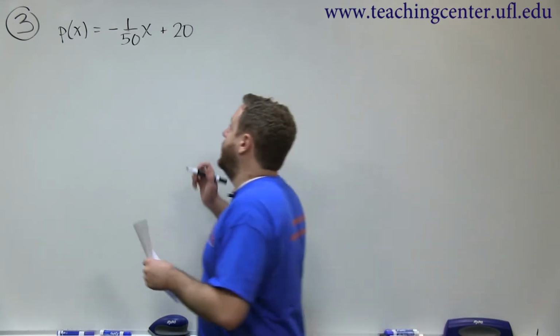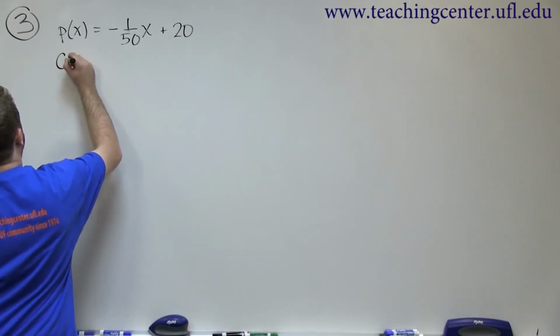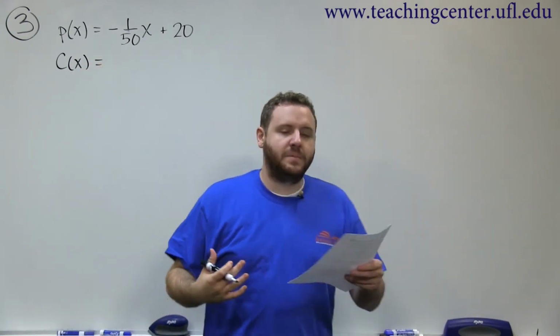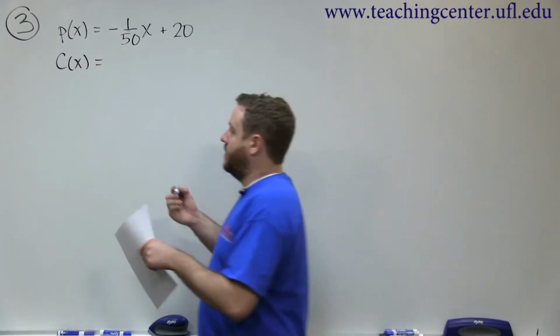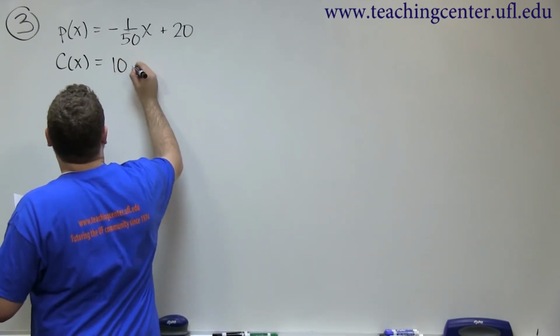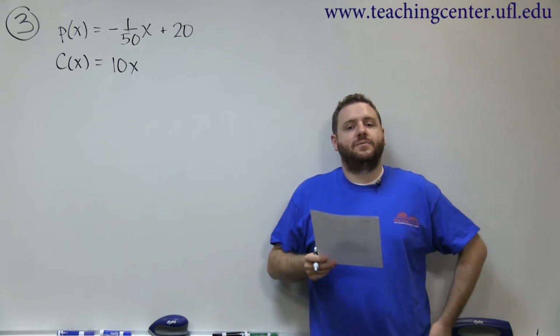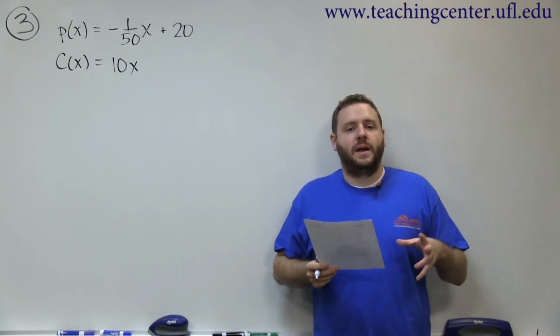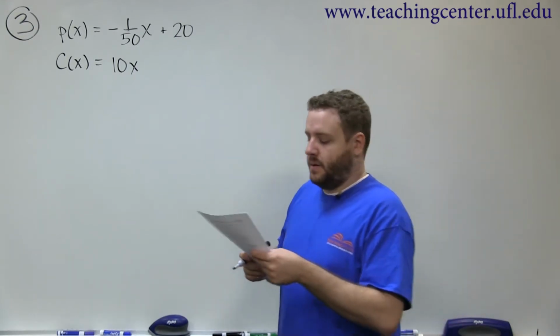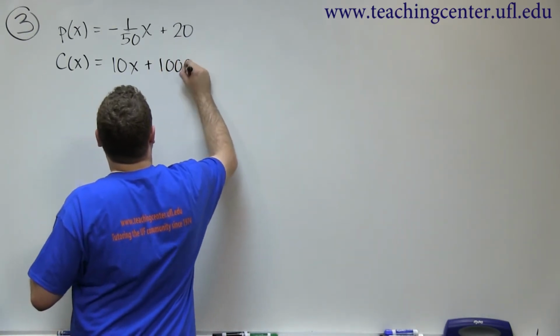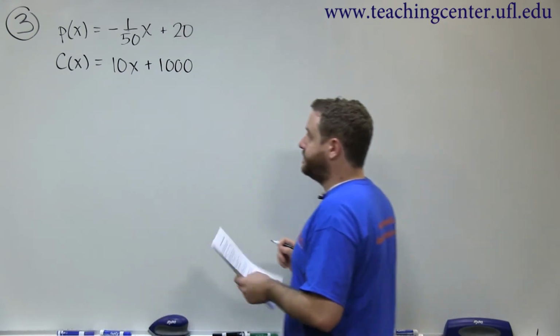So from that, we can write our cost equation. Per item that the company makes, it costs them $10. So that means that part of the cost is 10x. And the operating cost of the factory, that's independent of how many items they make. So that's just added on every day, and that's 1,000. So our cost function is 10x plus 1,000.